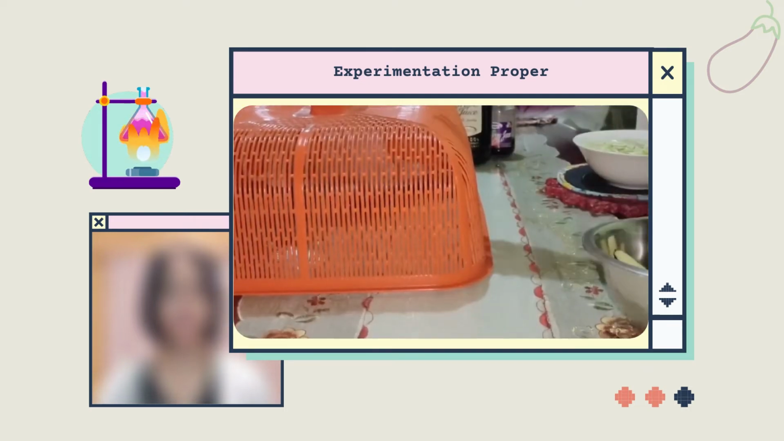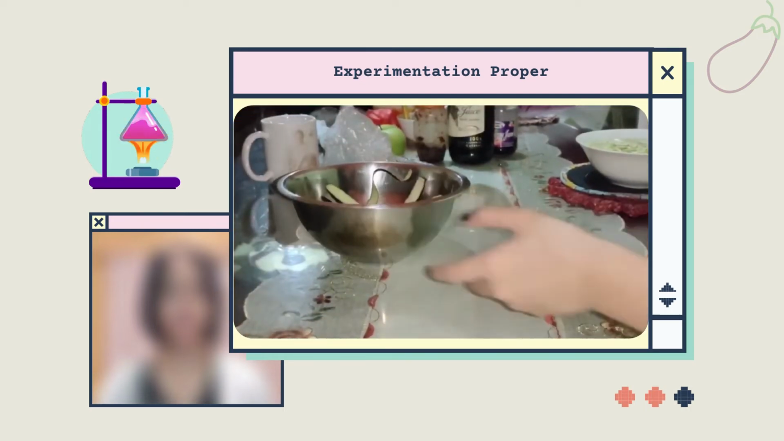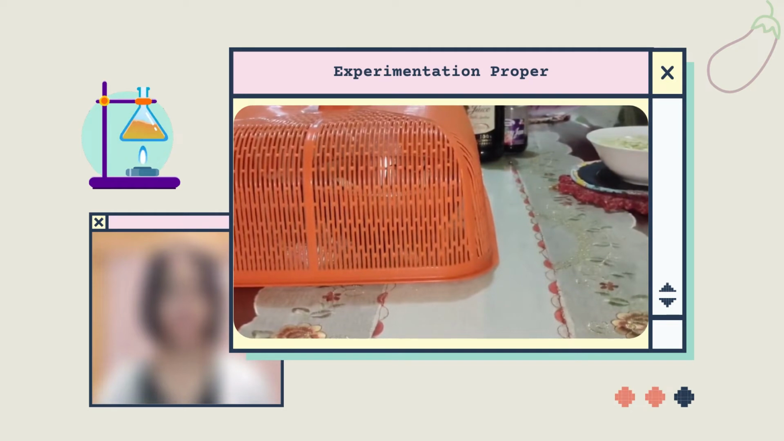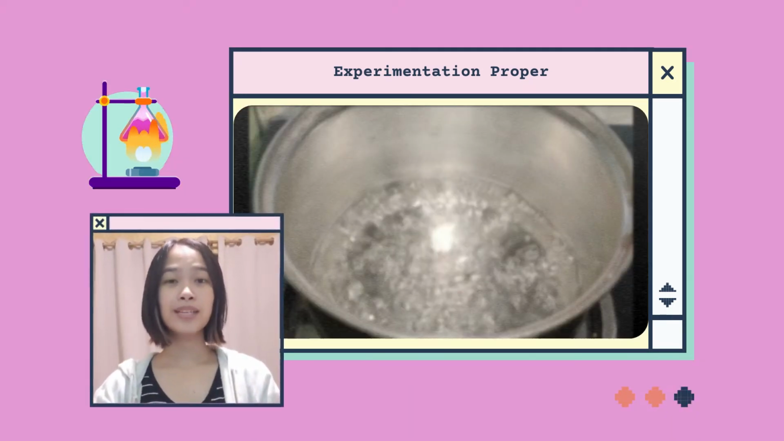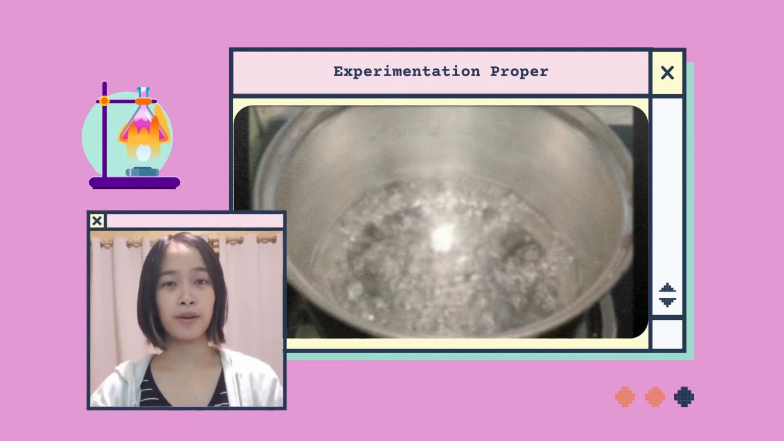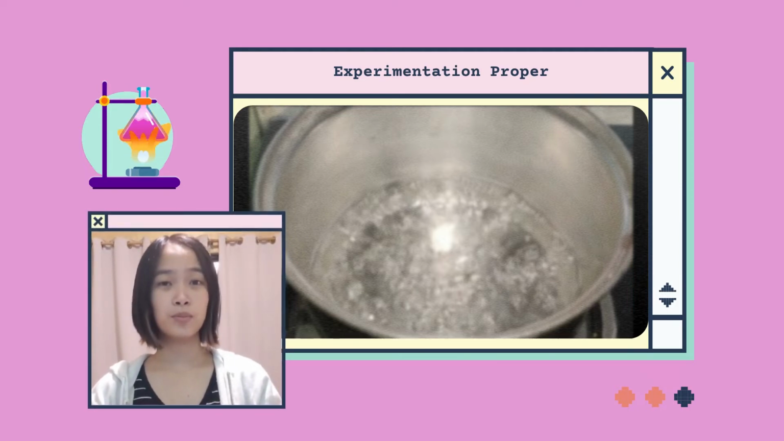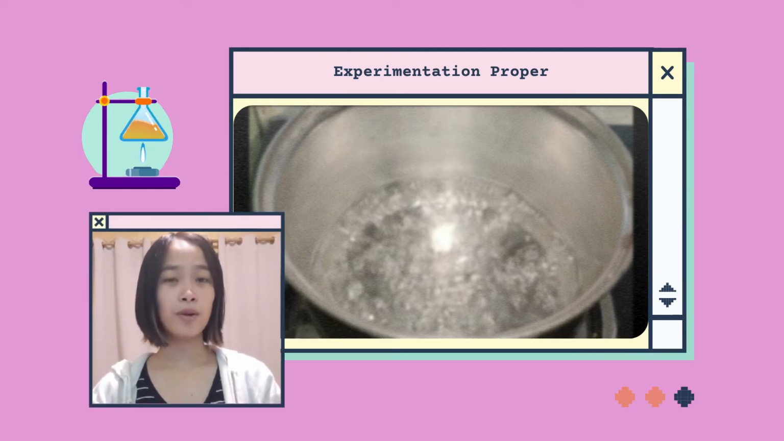After finishing the first task, store it in a safe place and just let it dry. When we see that the peels are dried enough, we can now start the experiment properly. The first step is to boil a cup of water, or approximately 250 ml.